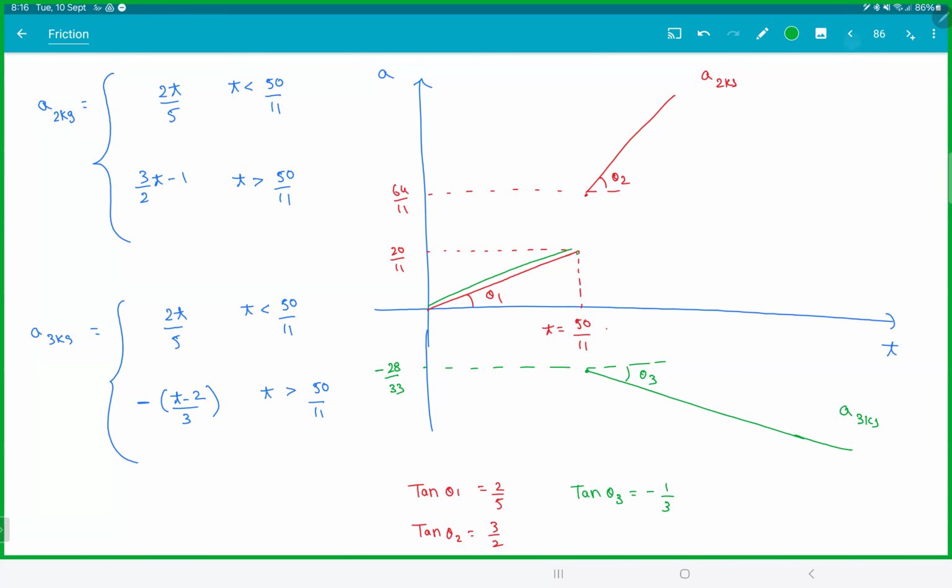Like I said, this is the proper physics part. This is complete math. Once you got the equations, it is about putting the lines. Actually, theta 3 would be this angle, because it's an obtuse angle. Clear?